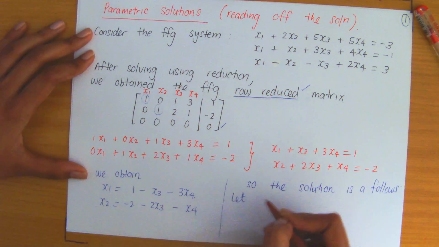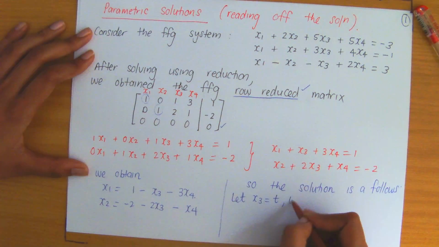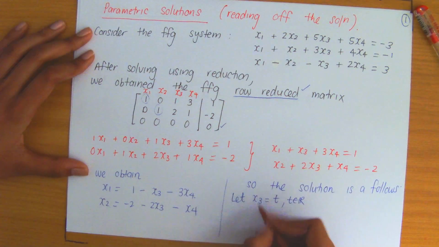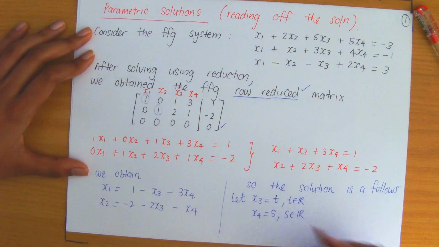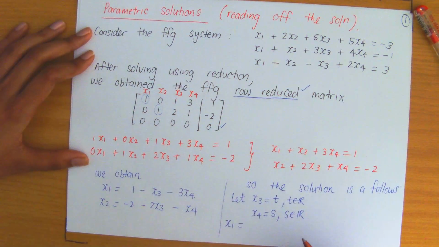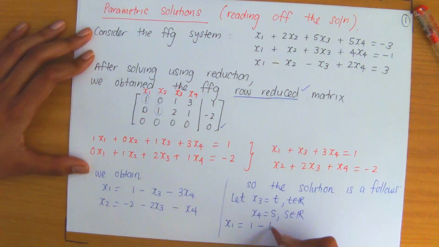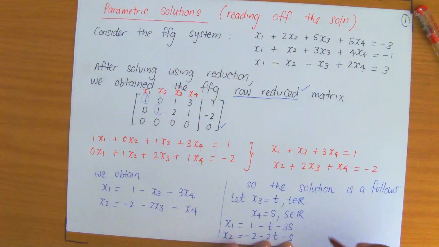We shall let x3 equal to, let's say, t, where t is any real number. We will let x4 equal to s, where s is also any real number. And based on what we have done now, we then see that the answer for x1 is 1 minus t minus 3 times s, and x2 then becomes minus 2 times t minus s. And then of course you could summarize your solution once again.